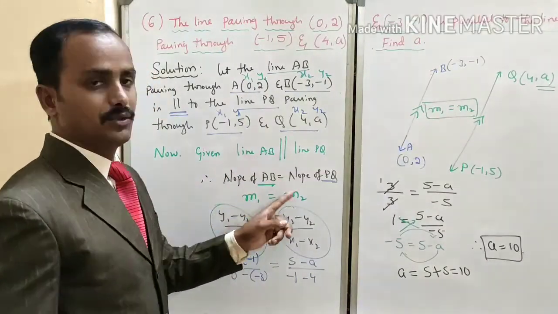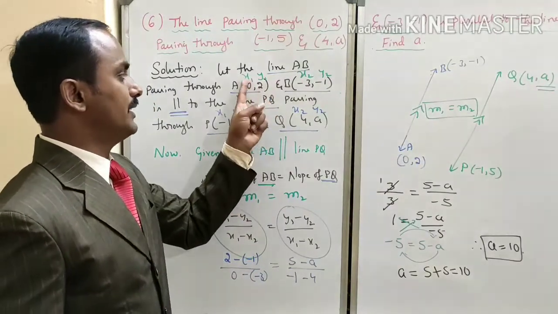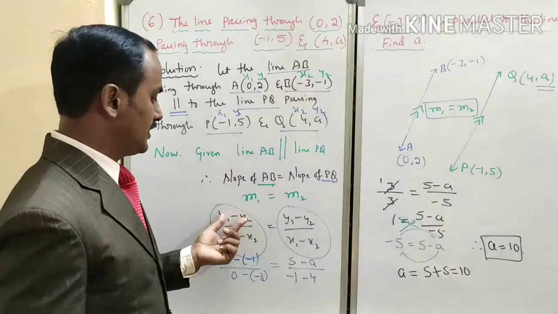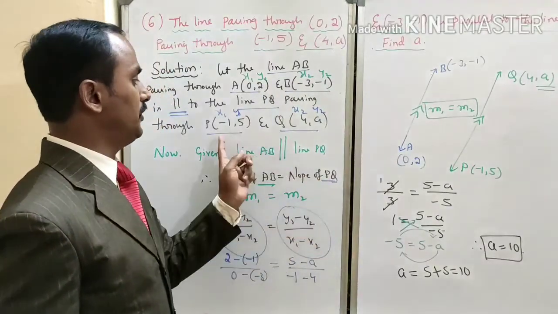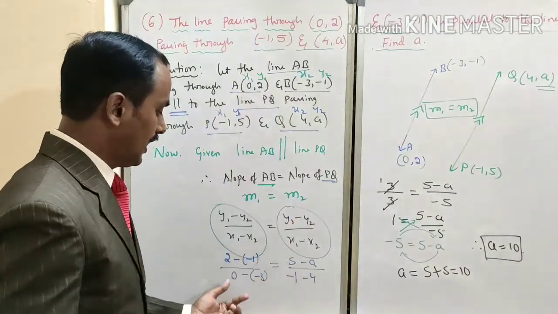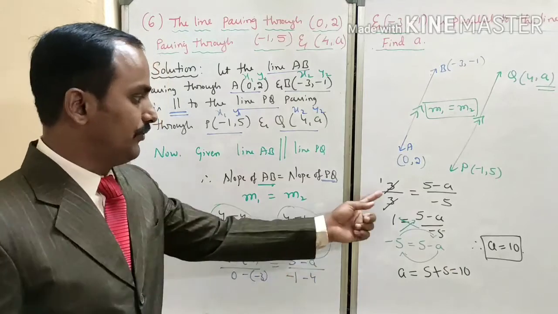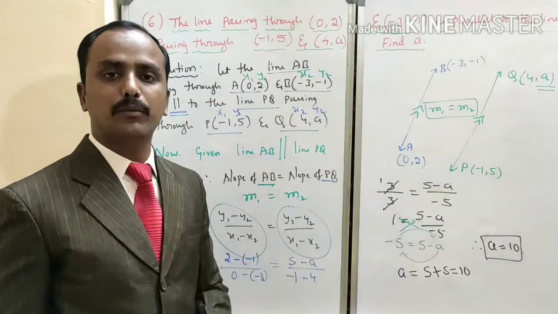See, M1 is equal to M2. M1 is the slope of AB. For A and B coordinates I gave x1, y1, x2, y2, then I substituted in this formula, is equal to M2, the slope of PQ. For P and Q I gave x1, y1, x2, y2, and that value is substituted on this side. Then, after I simplified, I got the a value equal to 10. Easy, is it? A similar problem you should practice.